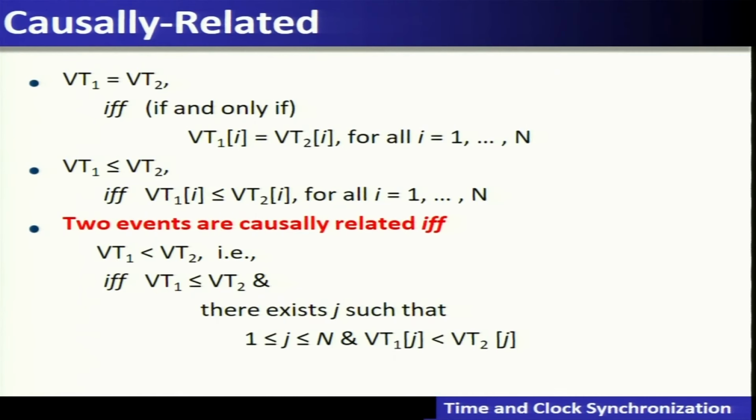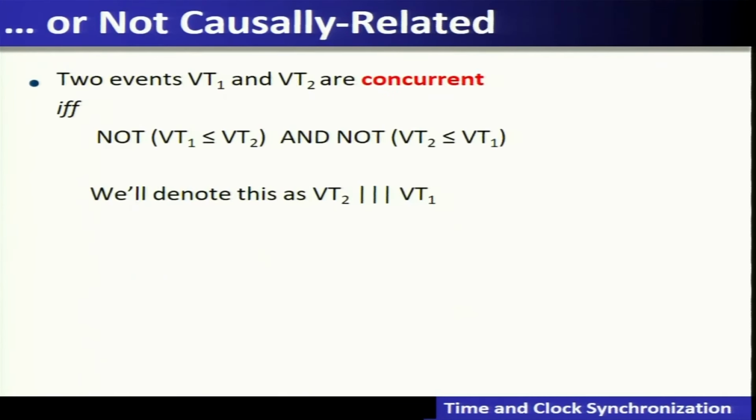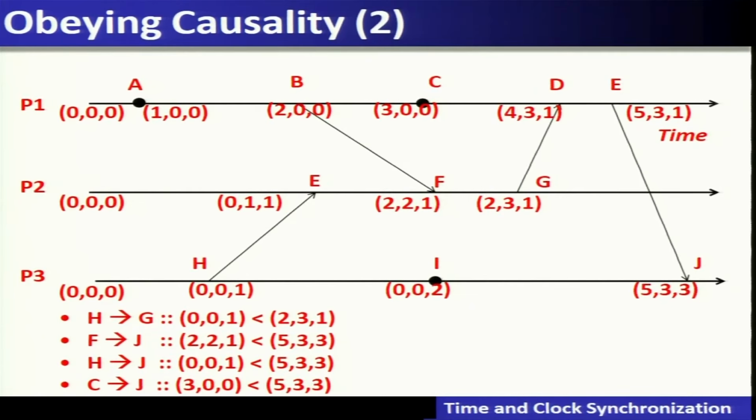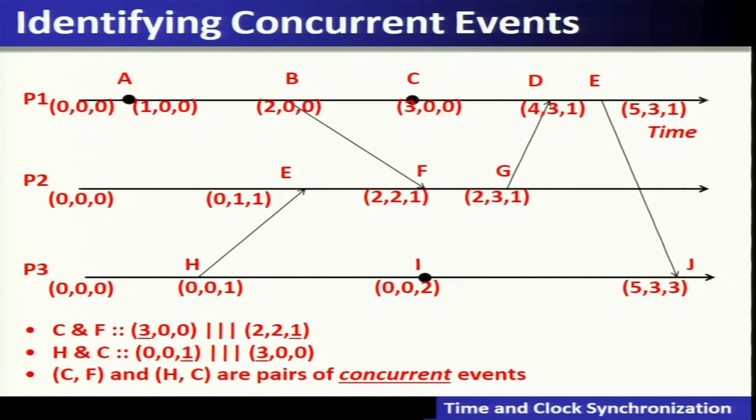Vector clocks follow causality. Two events are causally related if and only if this particular vector condition holds for the two events. If they are concurrent, then this less-than relation does not hold. So, they obey causality, and if two events are causally related, then you can think of one as happening before the other.